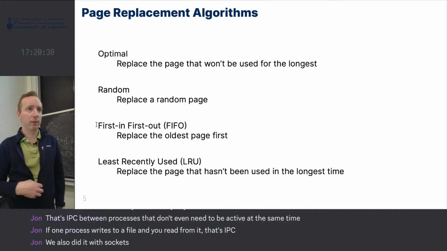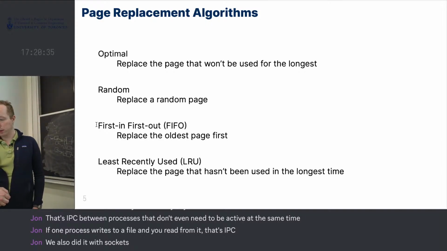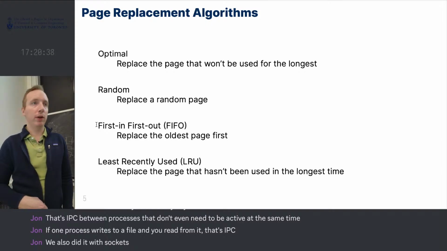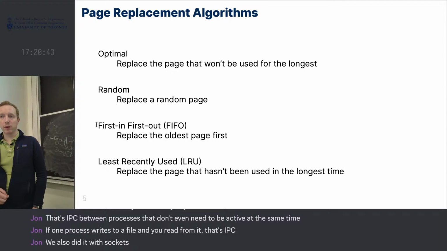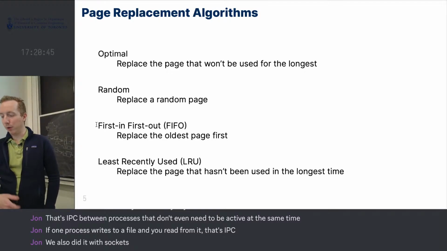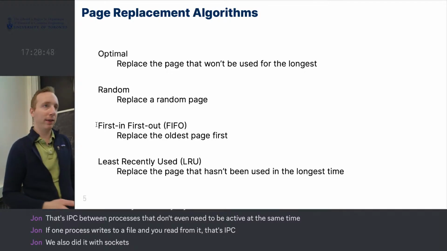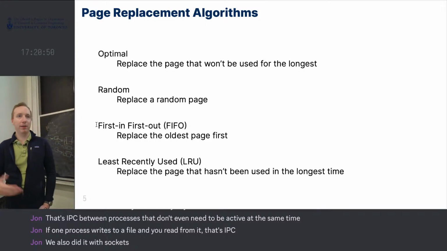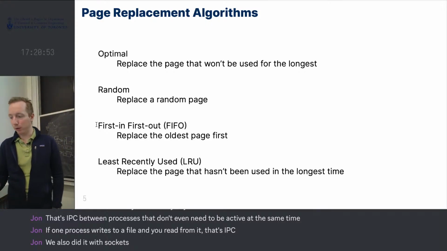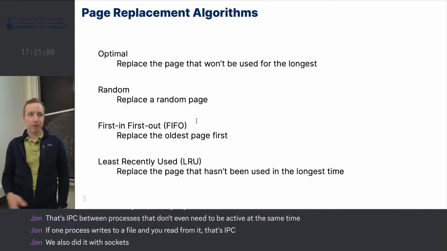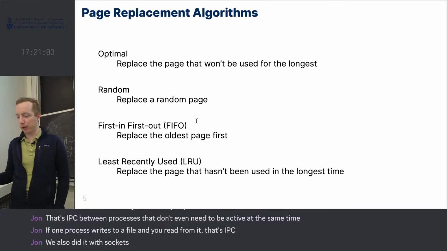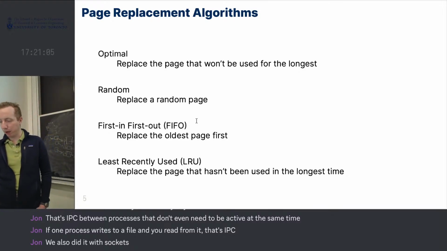Yep. For the optimal algorithm, is that won't be or have not been? That won't be. So you look into the future. How to do that? You could only do that if you're given all the page accesses. So you couldn't implement it, but it's the most optimal thing to do. So we usually just use it to evaluate. So yeah, first in, first out, replace the oldest page first. It's just a queue, like we all know and despise, possibly.